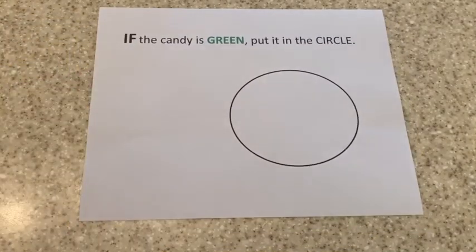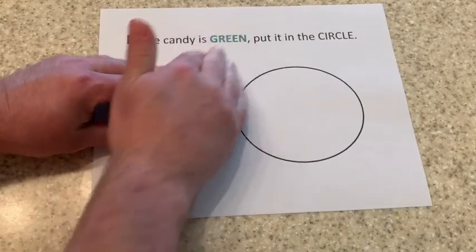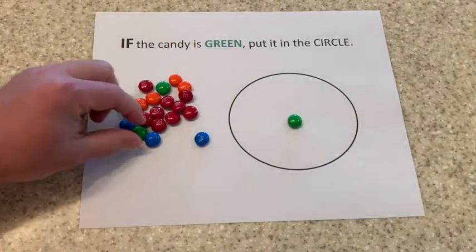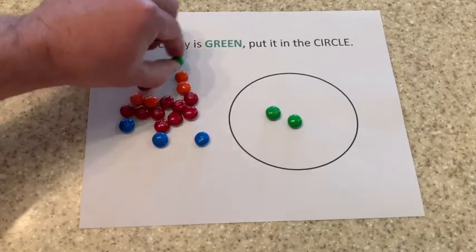In this particular example, I have a statement that says, if the candy is green, put it in the circle. So we'll put the candy here next to the circle, and we'll start sorting. If the candy is green, put it in the circle. So only the green ones go in the circle.